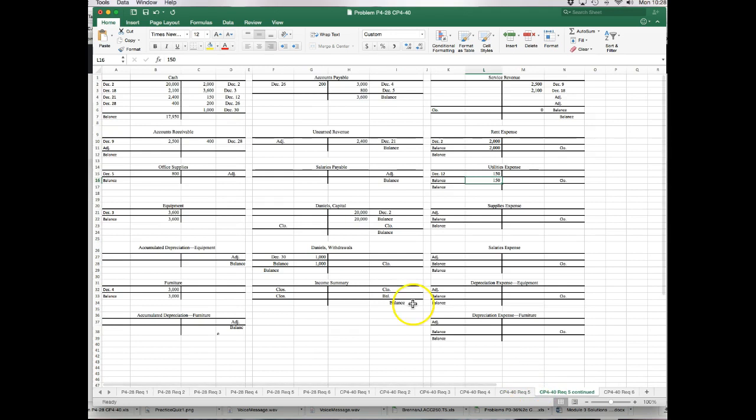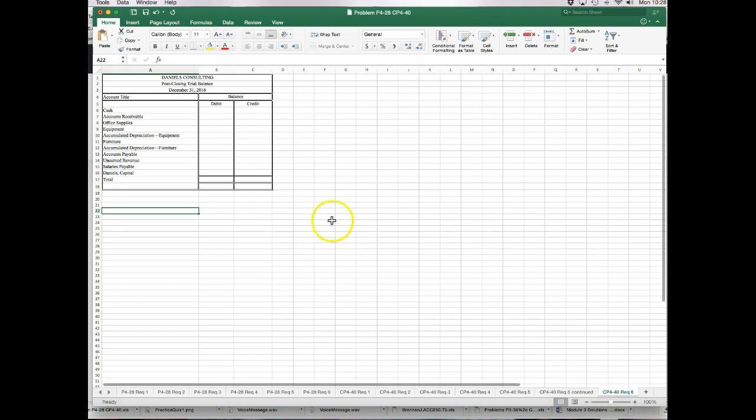And then again, you're going to do the same thing you did in the first problem. You're going to fill out these T accounts and then move the balances over to the post-closing trial balance, remembering that revenue and expenses are gone because we've closed them out, as well as withdrawals are gone.